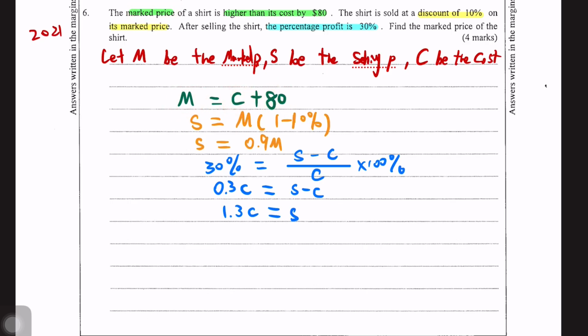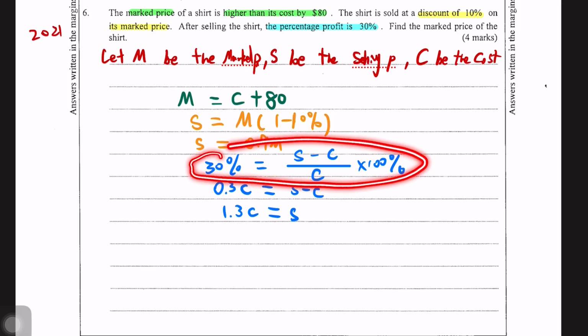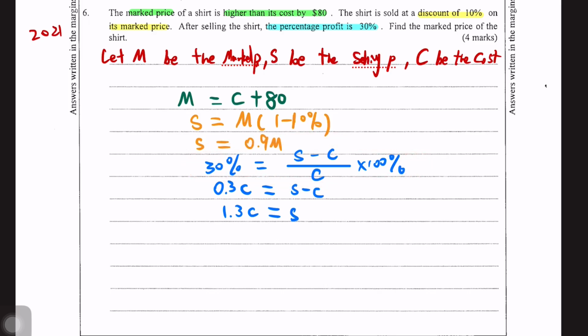Second sentence, it tells you that it's sold at a discount of 10%. So the mark price minus 10% of the mark price equals the selling price. Simplify it. Always remember to simplify it so that you won't feel it's that complicated. You can make the following steps easier. And then the percentage profit, we follow this equation. Make sure you simplify it, okay? Because this one looks complicated, but after you simplify it, it's so easy.